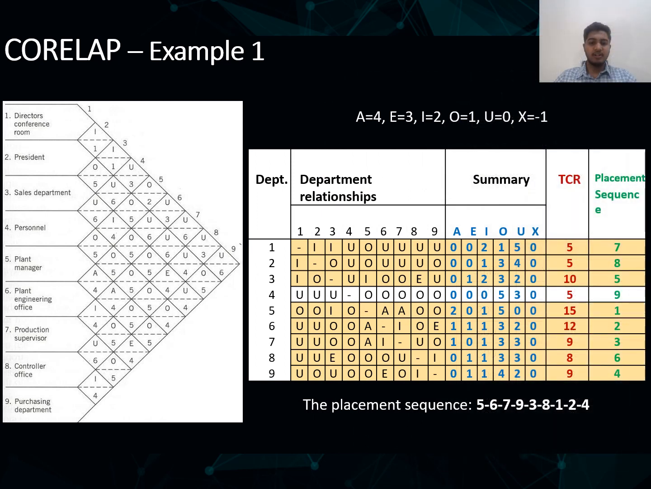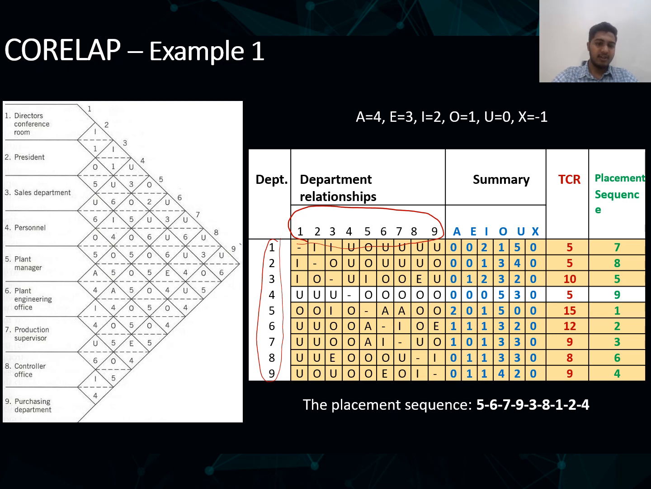Now let's look into this problem and try to solve it. There are 9 different departments in this problem. So the department relationship chart and the departments are the same in number. There are 9 different departments here, which are the same as the 9 different departments here. So let's start from this side.